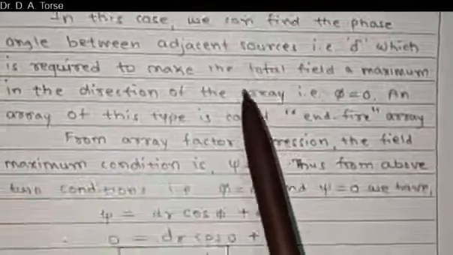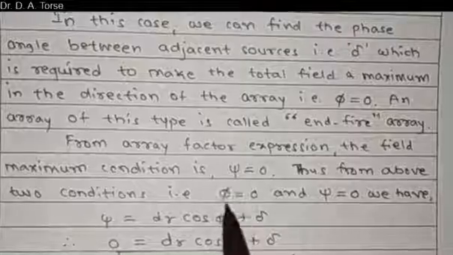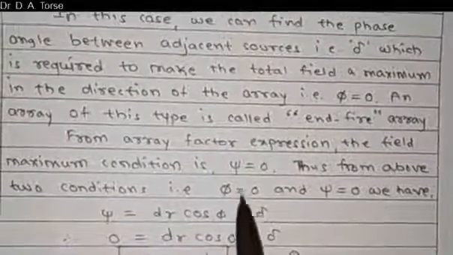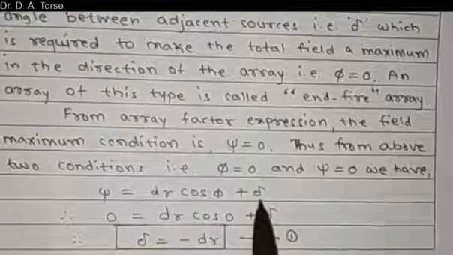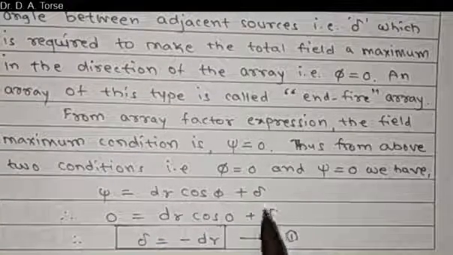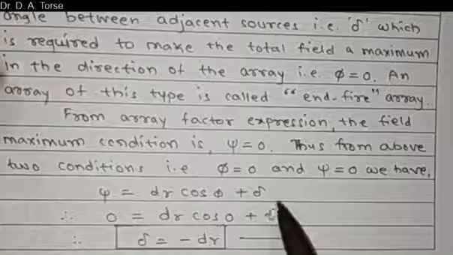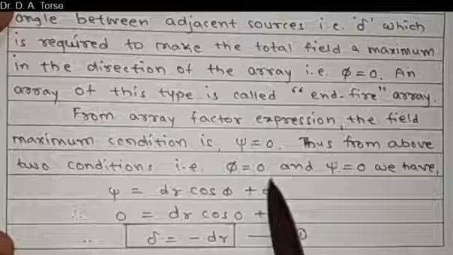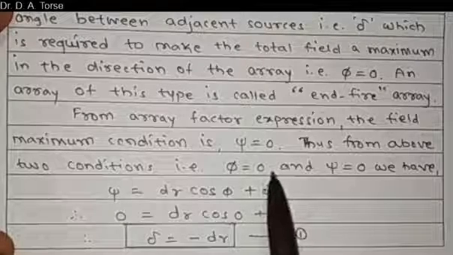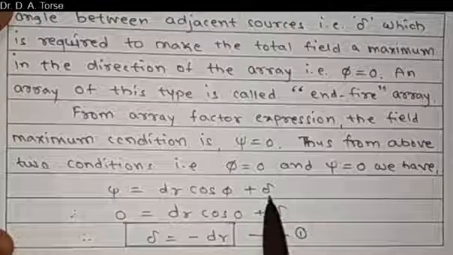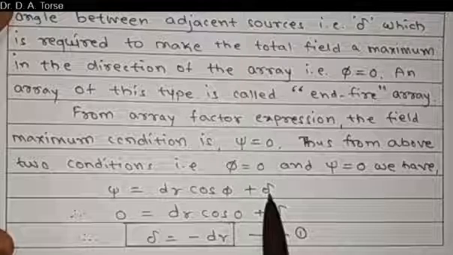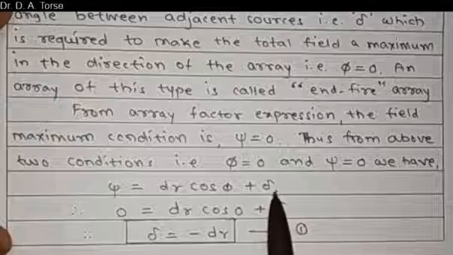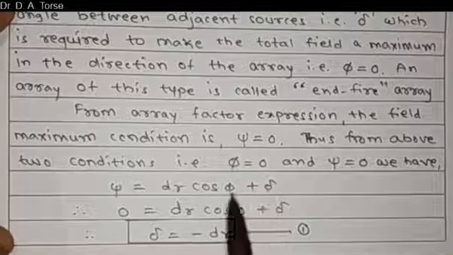In case of end-fire array, since the phase between two elements is not the same, the value of delta cannot be 0, but we need to compute it. In the previous case, the value of delta was 0 because there was the same phase between the two elements, and that indicates the value of delta, which indicates the phase of adjacent elements, is equal to 0.